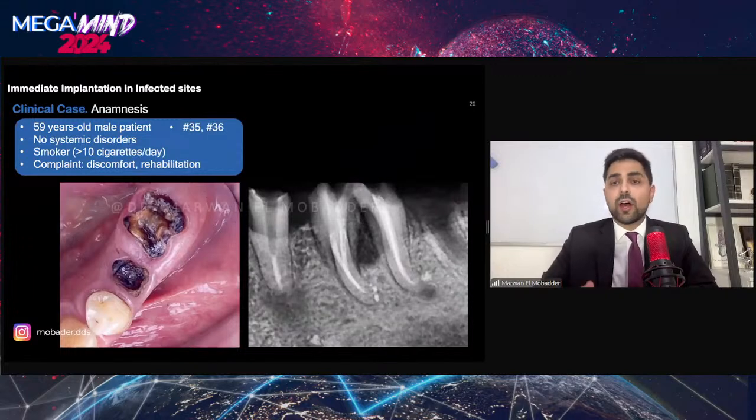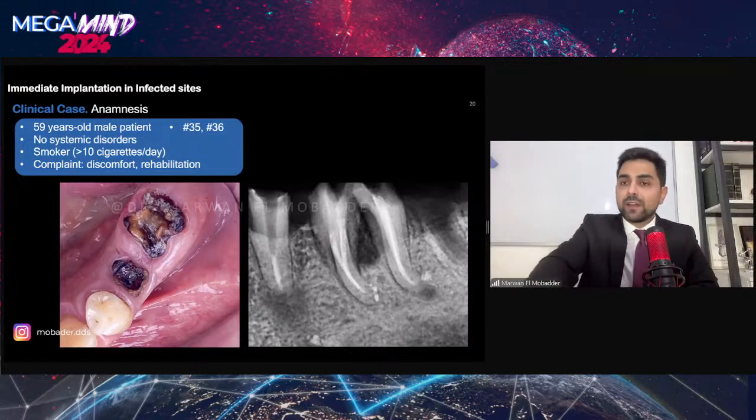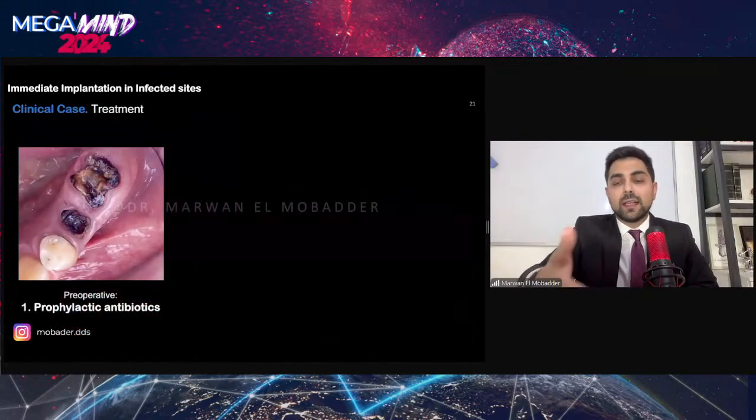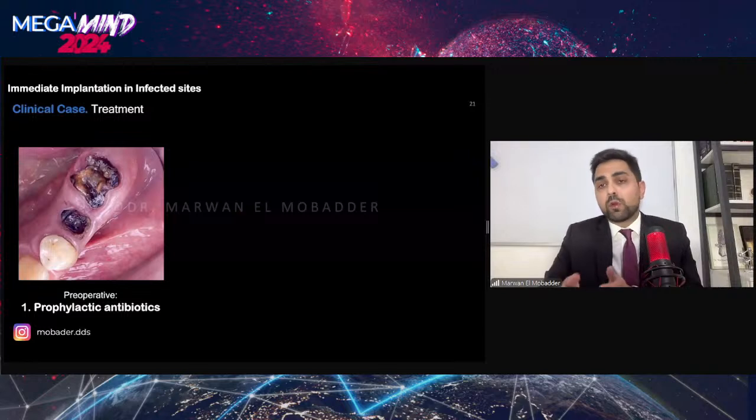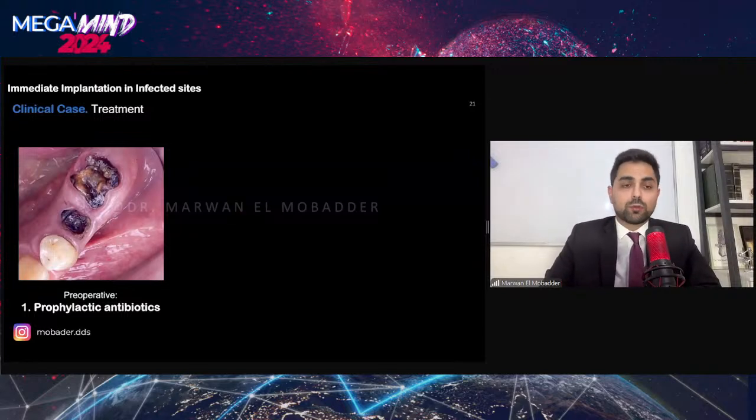infected site. Otherwise, he is a healthy patient. He is a smoker. His chief complaint was just discomfort, and he wanted to do a rehabilitation. I've read the literature, and after proposing this treatment protocol, I've applied in details this treatment protocol.